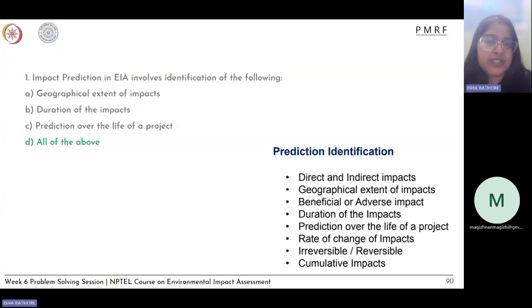So prediction identification is done for all three which are mentioned, along with direct and indirect impacts, the beneficial or adverse impacts, the rate of change of impacts, reversible or irreversible impact, cumulative impacts, as well as all the three options which are mentioned. So the correct answer is D, all of the above.